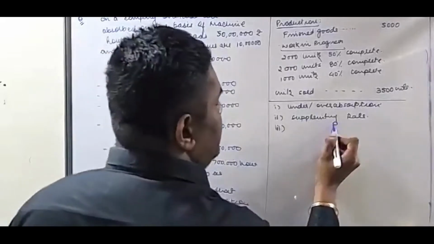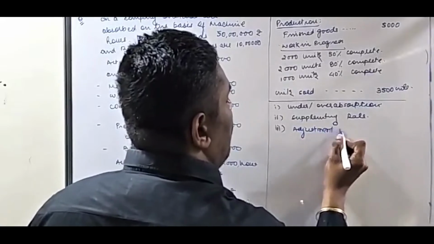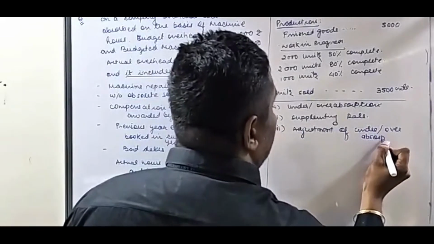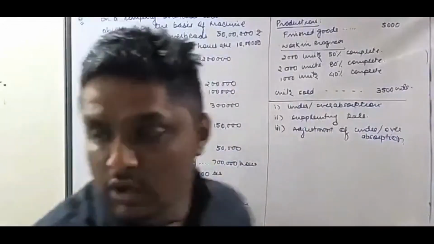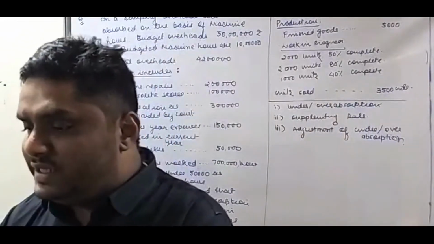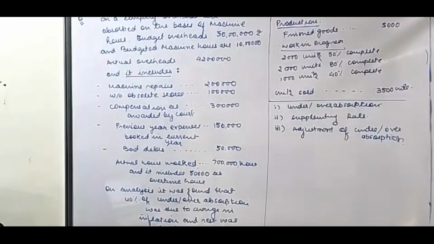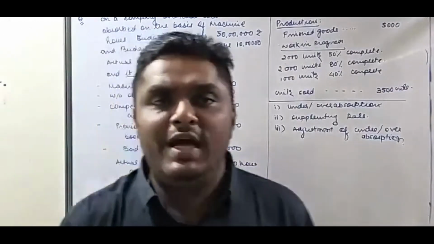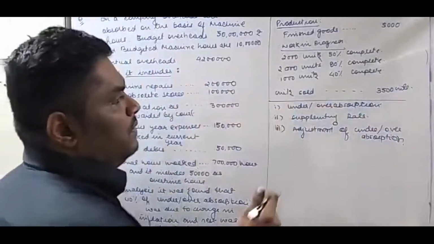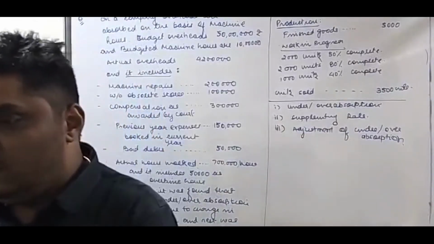Sorry. Third thing will be the adjustment of under or over absorption. So this is the question for you guys. I request you guys to please post your answer. This is to test all your knowledge and skill. Those who want to post answer, just write first this amount, that is under or over absorption. Second, supplementary rate, and third should be the final adjustment. So waiting for your answers, guys, now.